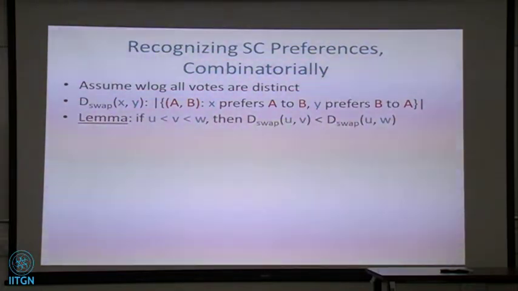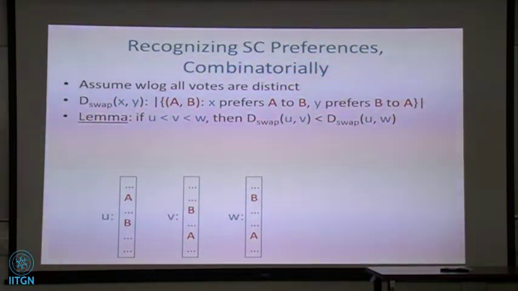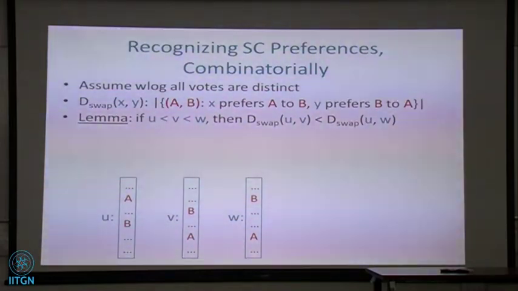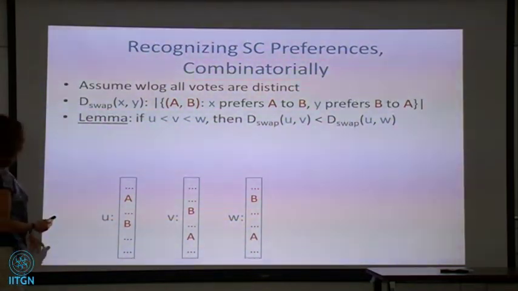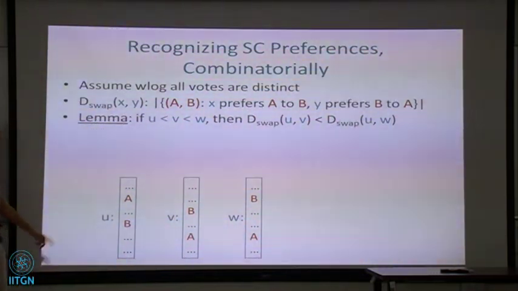So here's a lemma. Suppose I have a single-crossing order of voters, and in that order, U appears before V and V appears before W. Then I claim that the swap distance between U and V is strictly less than the swap distance between U and W. So the swap distance respects this ordering. Why is that? Well, let's look at these three votes, U, V, W. Let's look at a pair of candidates that contributes to the swap distance between U and V. This is a pair AB on which U and V differ, so it contributes to this count for UV.